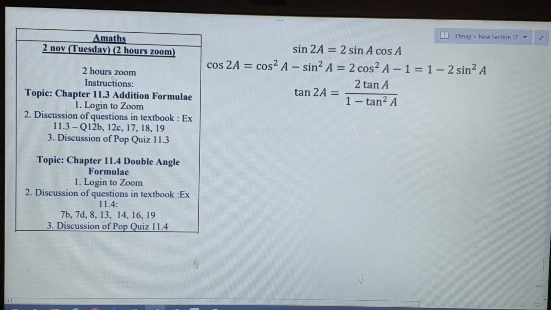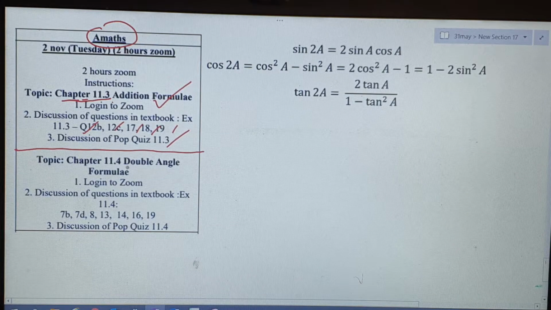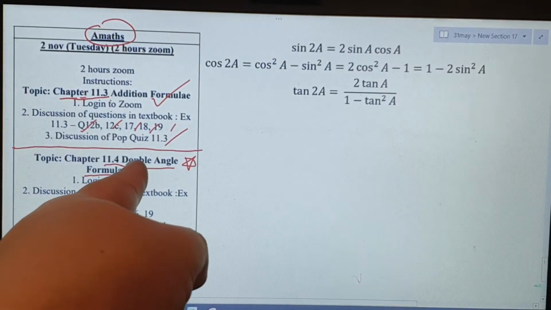Okay, just a review. We have finished the addition formula, which is chapter 11.3 for A Maths. We have finished all this. We have finished the pop quiz also, and today I'm going to start on a brand new concept. This concept is very useful and is very commonly tested in the exam, as I mentioned in the last lesson, more so than the addition formula. So this one you need to know.